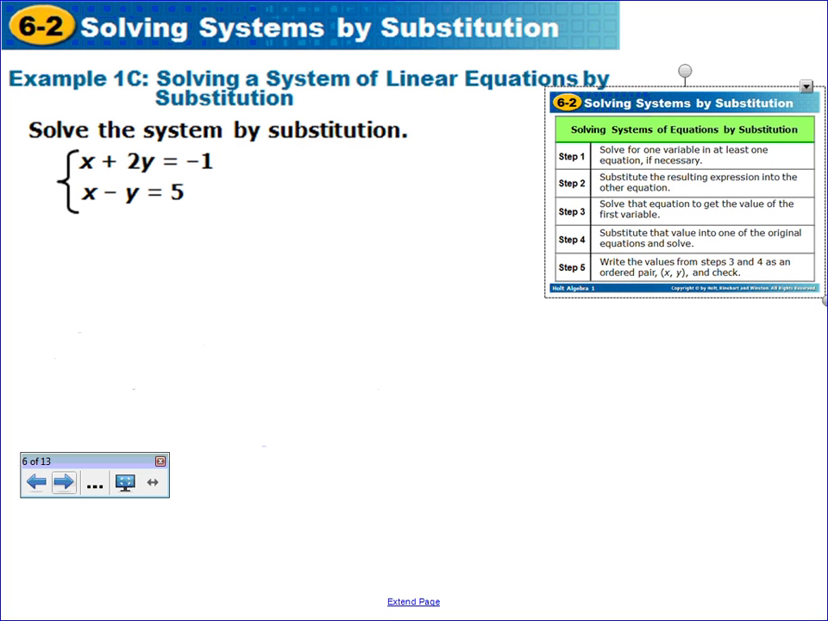Here's another one. Now this one is unique because step 1, solve for one variable, at least one equation. I don't have that done yet, so I'm going to have to solve over here for either x or y. Just by looking at these two, I would choose this one because it's easy to solve for x. So add y to each side. In doing so, x is equal to y plus 5. So now I've done step 1. I've already taken care of it.